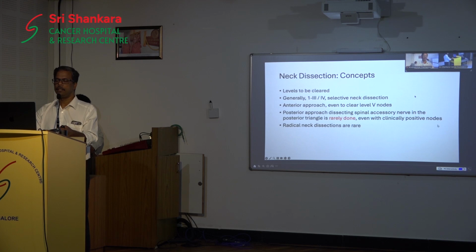And we usually do an anterior approach even to clear level 5 nodes. Okay, that is a concept that we are introducing. A posterior approach, dissecting the spinal accessory nerve in the posterior triangle, is rarely done. We don't do that. But it's not that we are not fully clearing the level 5 nodes.